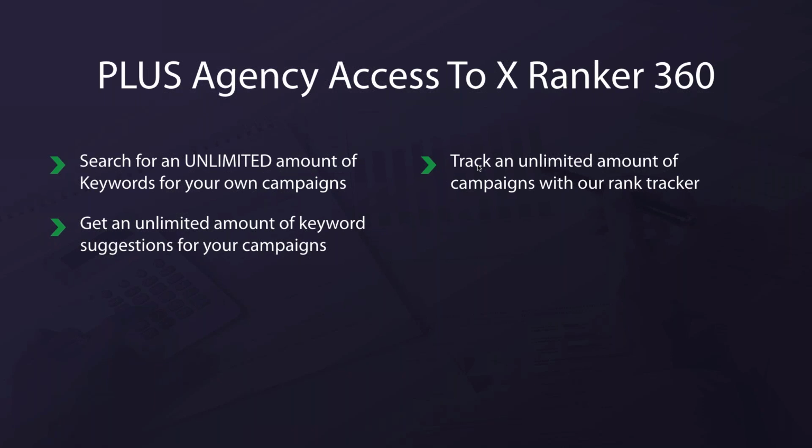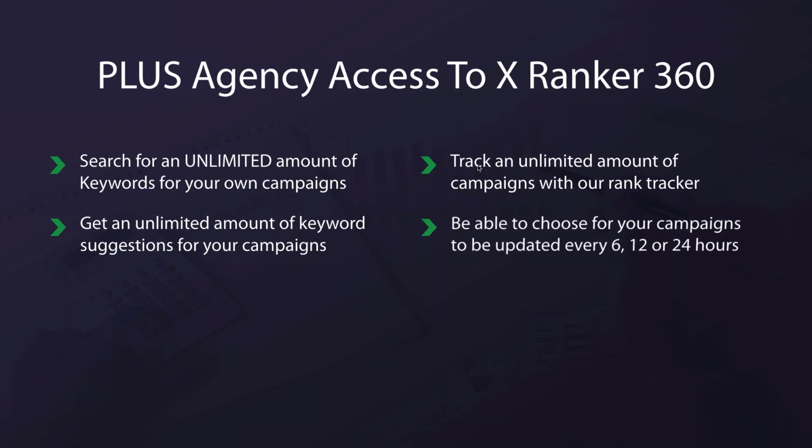You get an unlimited amount of keyword suggestions for your campaigns as well. So not only do we have a powerful keyword engine built in, we have a keyword suggestion tool in there as well. You type in one keyword and you get hundreds of keywords that you may not have thought of returned. You're able to choose for your campaigns to be updated every 6, 12, or 24 hours. And this goes back to the rank tracker. XRanker 360 will automatically be checking where your campaigns are ranking, and you can set it to be every 6 hours, every 12 hours, or every 24 hours.